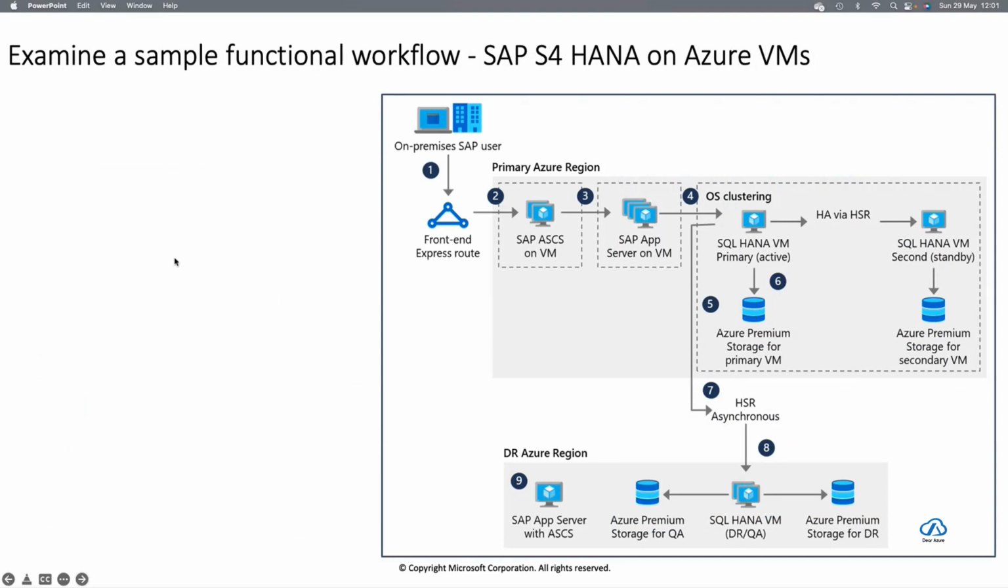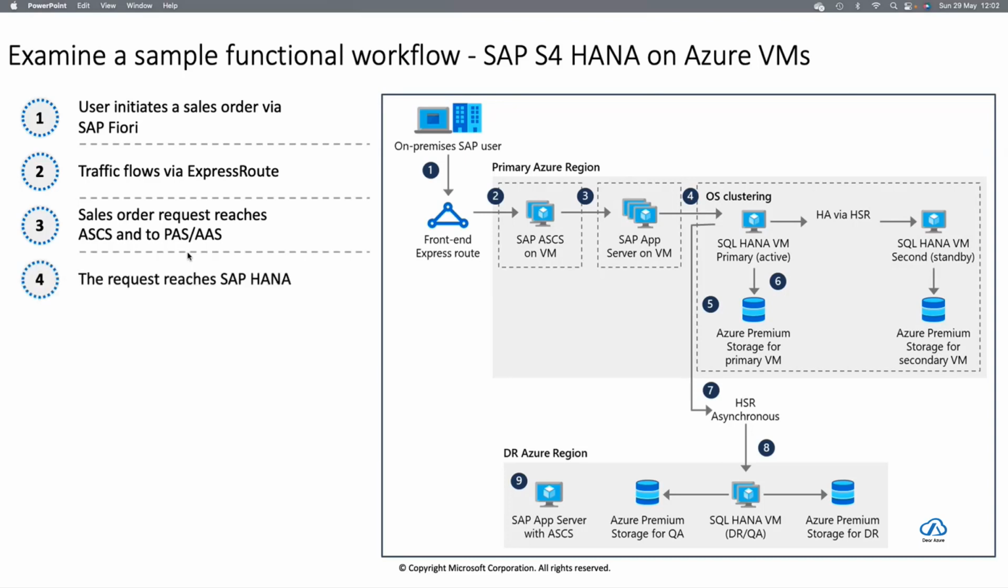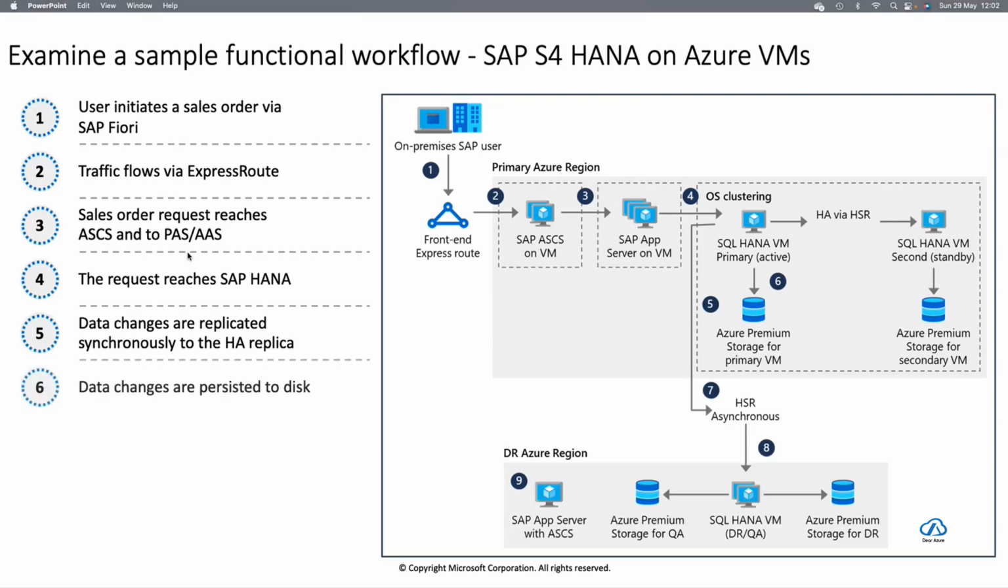We first go with the user initiating sales data via SAP Fiori, and the traffic flows with the help of ExpressRoute. And we also have the sales order request, which reaches the central services. And from there the request reaches SAP HANA. The data changes are replicated synchronously. Then it persists to the disk, and it replicates asynchronously.